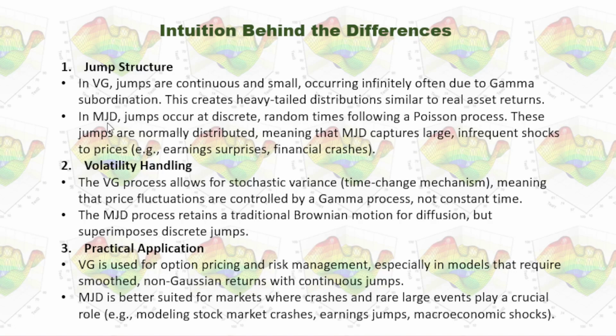In Merton Jump-Diffusion process, jumps occur at discrete random times following a Poisson process. These jumps are normally distributed, meaning that MJD captures large, infrequent shocks to prices, such as earnings surprises or financial crashes.